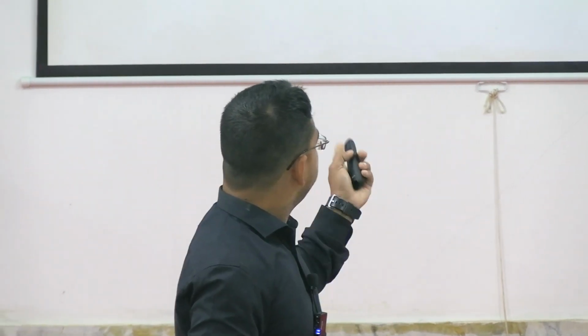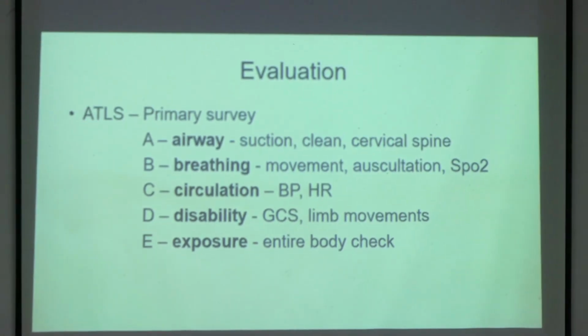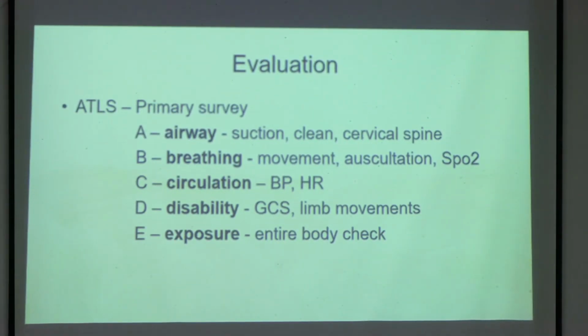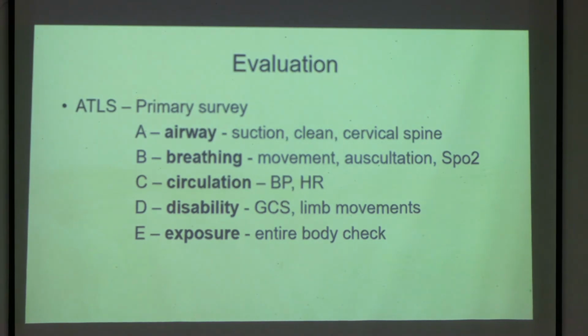Then last we have exposure. You remove properly the entire clothes. You check for any other injury in any part of the body. Okay, and hidden. So before you do exposure, you have to take the patient in a properly private area, and the room in which you examine shouldn't be cold, it should be warm enough. Okay, so that the patient doesn't have hypothermia. Okay.